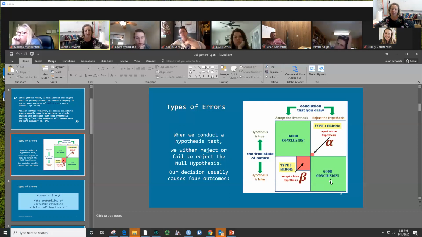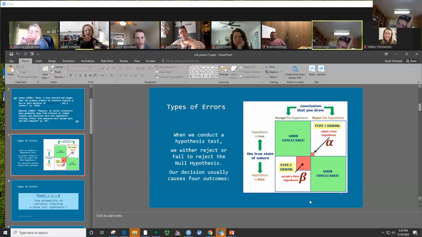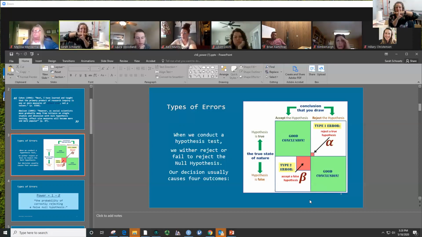Yeah. Now, the way this is set up, it's a perfect 4x4 grid. But in real life, are half of hypotheses true and half false? No. And do we half the time accept and half the time reject? No. So this arrangement, where the squares are all the same size other than those red ones, is kind of misleading.